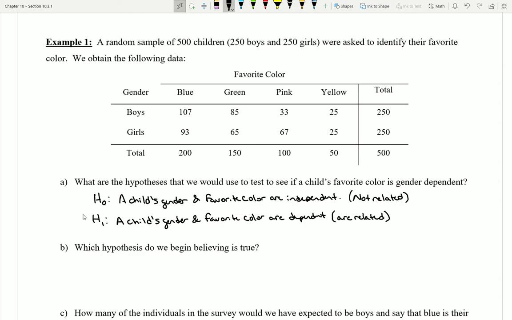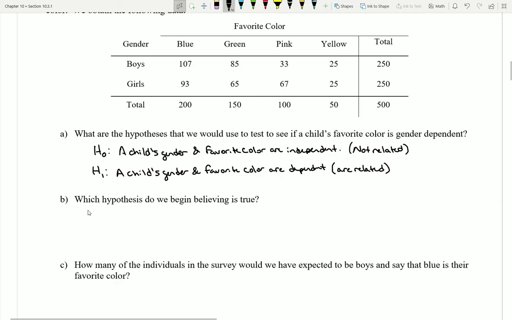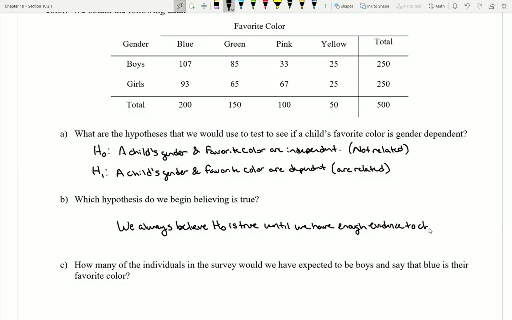Well, if I wanted to start to think about how I could figure out which of these hypotheses I might side with, I again have to remind myself which hypothesis we believe is true right from the beginning. And again, we always believe H0 is true until we have enough evidence to change our mind. Right? This is our standard innocent until proven guilty sort of position that we take.